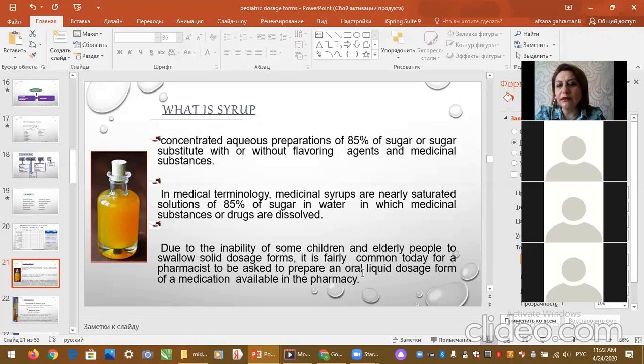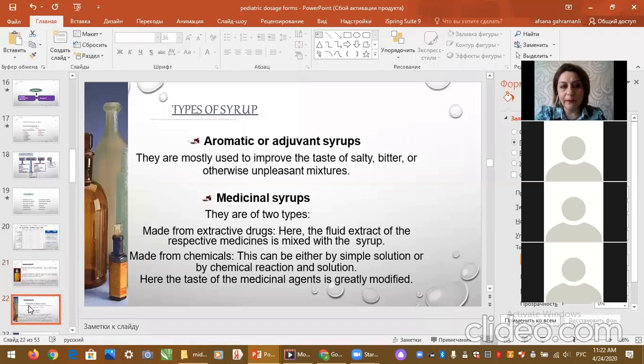Due to the inability of some children and elderly people to swallow solid dosage forms, it is fairly common today for a pharmacist to be asked to prepare an oral liquid dosage form of a medication available in the pharmacy. Types of syrups. There are two types of syrups: aromatic or adjuvant syrups and medicinal syrups.